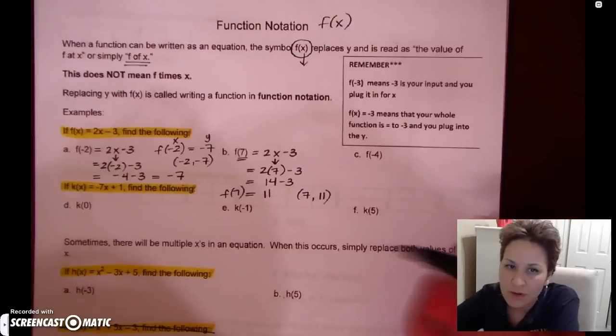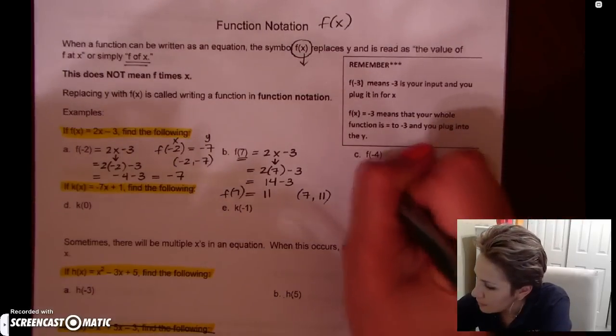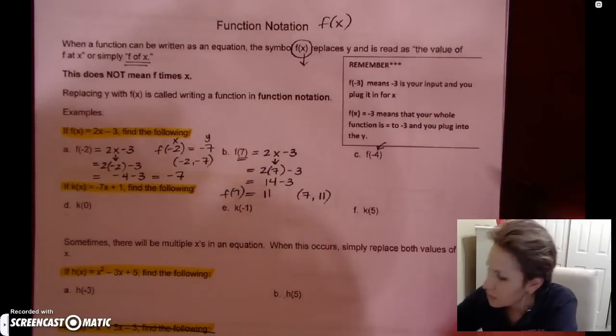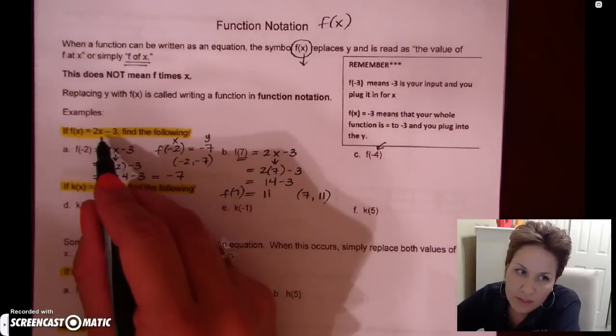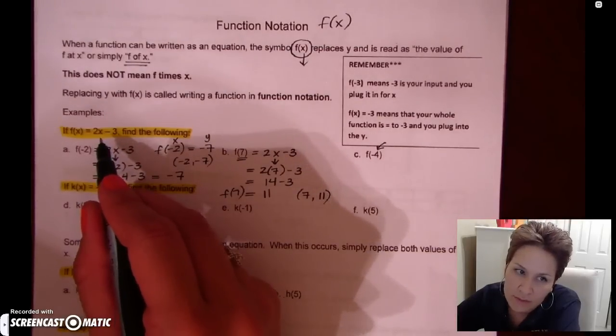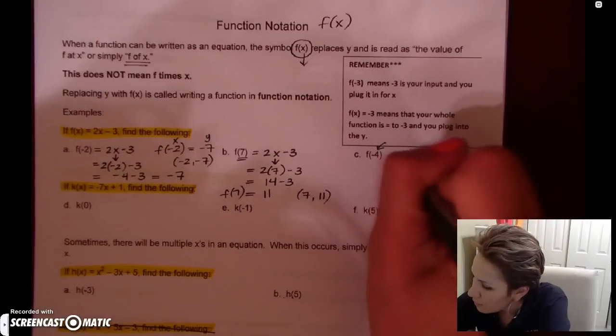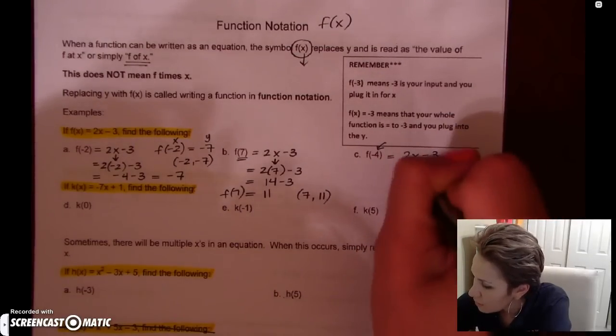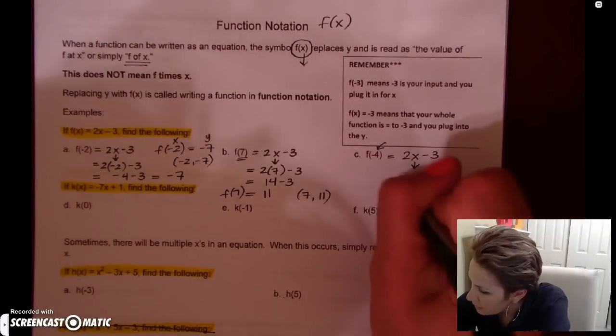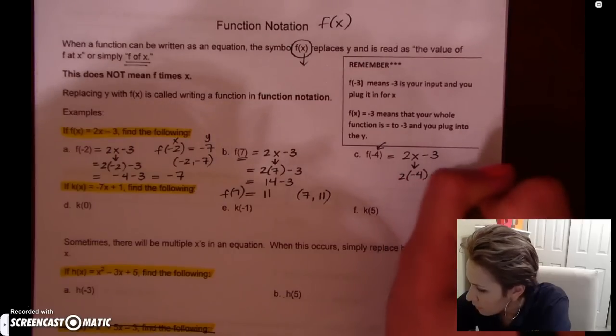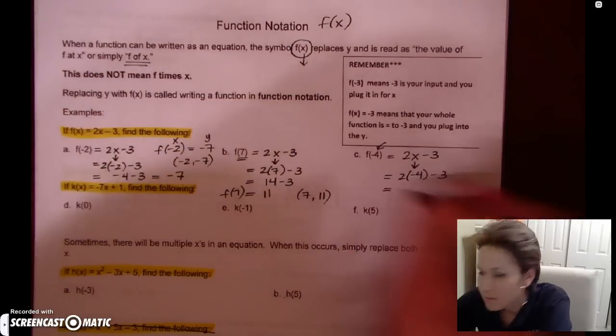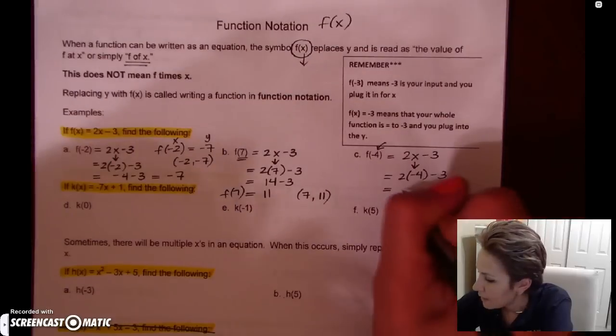Okay, let's go ahead and try f of negative 4. Since I'm evaluating the function 2x minus 3 when x is equal to negative 4, I'm going to rewrite the function 2x minus 3. Wherever I see an x, I'm going to plug in negative 4. What is 2 times negative 4? Negative 8.